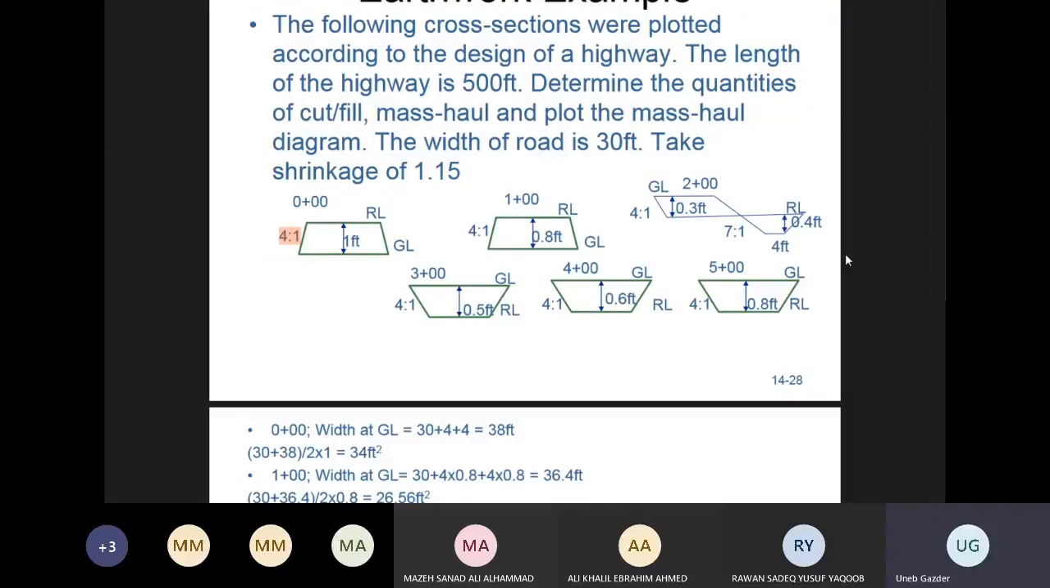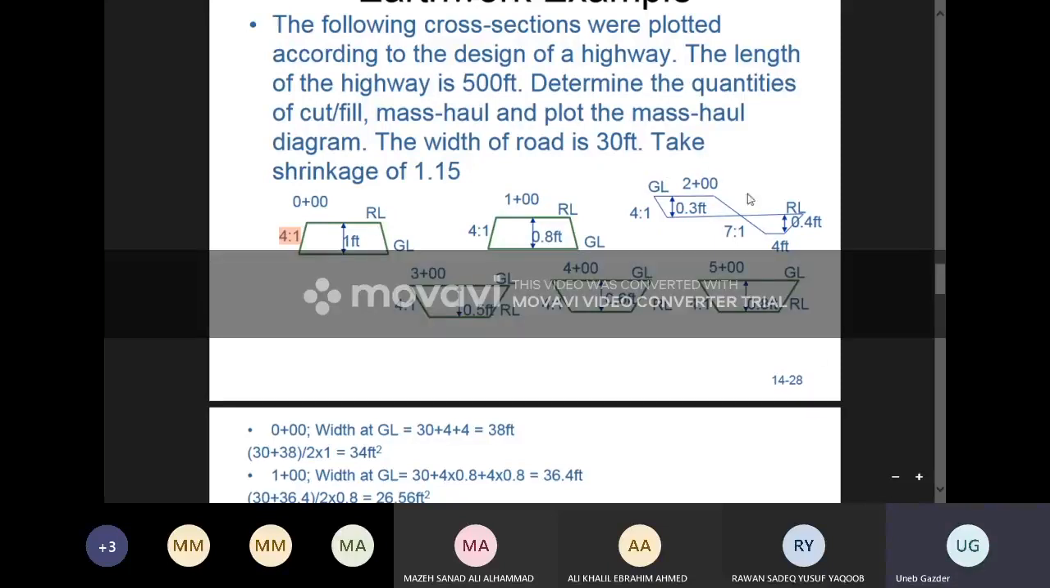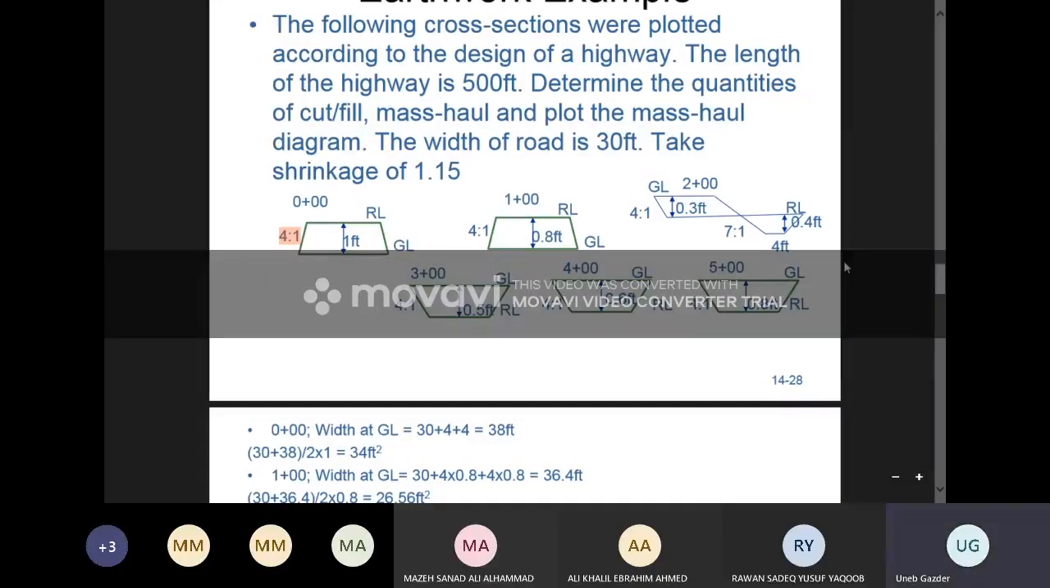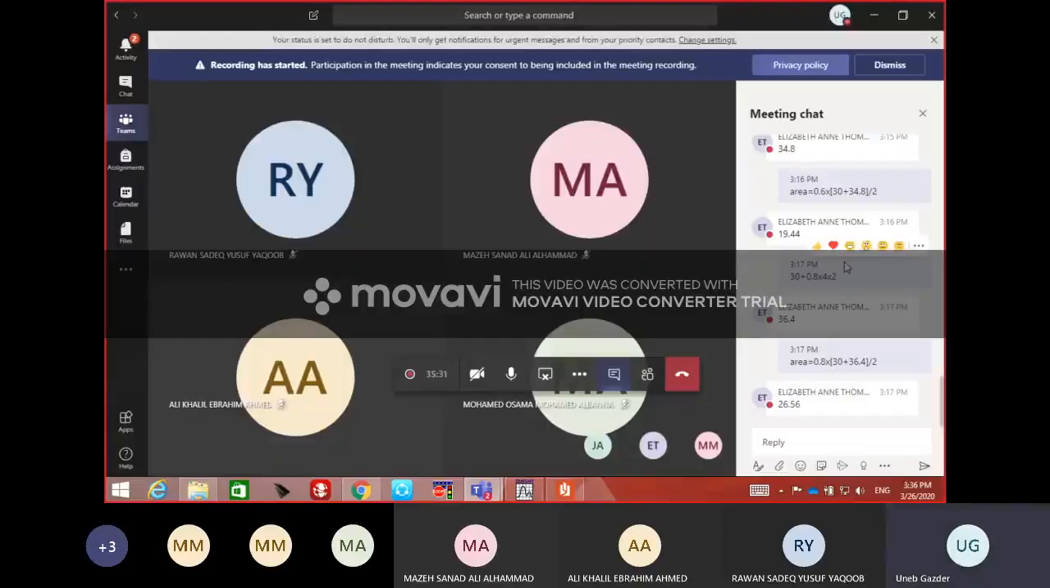So we calculated the areas for stations 0, 1, 3, 4, and 5. Now we are left with station 2. You can see station 2 is not that simple because it's not completely filled or completely cut. The road level is up on the right hand side and the ground level is down. On the left hand side, ground level is up and road level is down. So this is cut and fill both. Because of that, the calculations will be slightly changed.